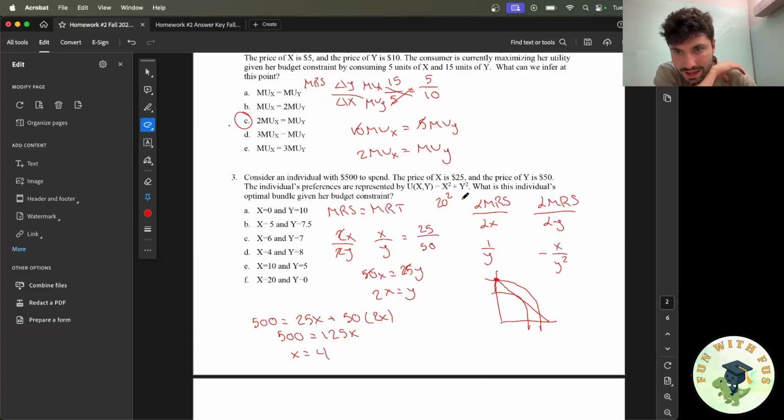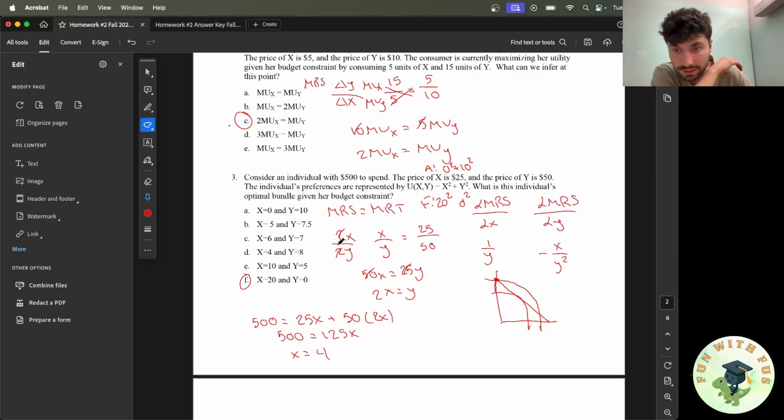Option F would be 20 squared, and option A was 10 squared. So obviously 20 squared is bigger than 10 squared, and that is why our answer is F.